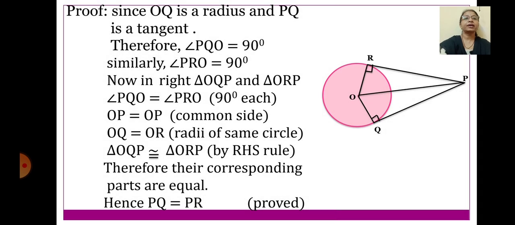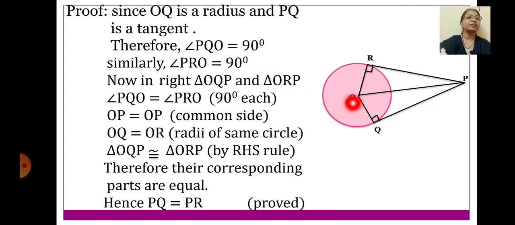So here in the diagram, you have two triangles OPQ and OPR. Now here OQ is the radius and PQ is a tangent. And just now we have proved our first theorem that radius is perpendicular to the tangent at its outer end. So by that theorem, this angle PQO is equal to 90 degrees.